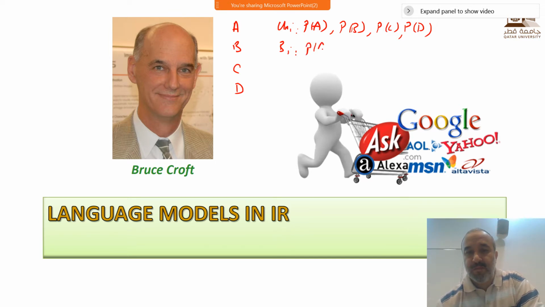Probability of A and probability of B over... what do you mean by over? B given A. Okay, there is no probability of B over A. Probability of B given A. Probability of C given B.